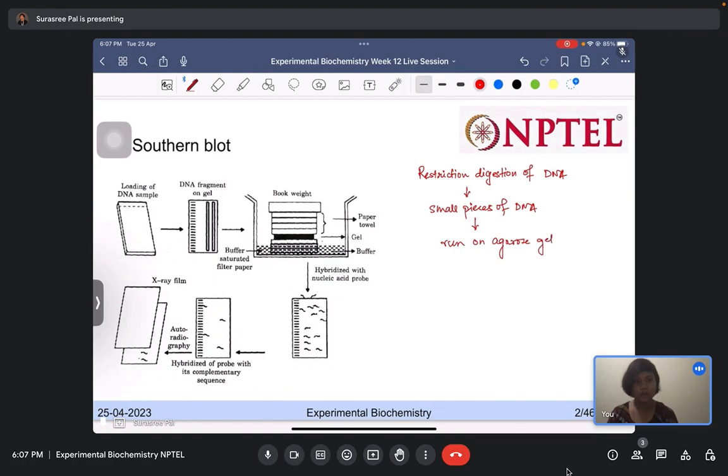So gel electrophoresis we had discussed previously. We know that agarose gel is a gel used for running DNA samples mostly, and long DNA samples. So this is one agarose gel where we run the DNA sample, and these DNA fragments will be separated on the gel according to their size, right, according to their molecular weight. So this part is separation.